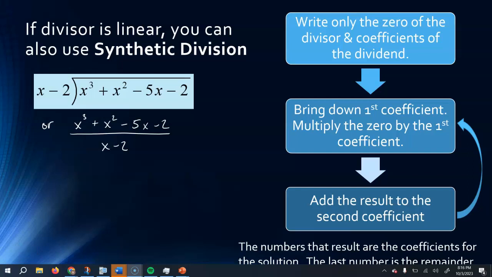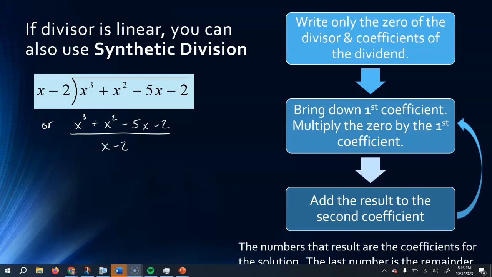All right, well, welcome. In this video, we're going to be looking at something called synthetic division, and this is how we would divide two polynomials, specifically a polynomial divided by what would be called a linear polynomial. Like here, we have x cubed plus x squared minus 5x minus 2 being divided by x minus 2, and x minus 2 would be linear if you were to graph it, so we would say that's a linear polynomial.